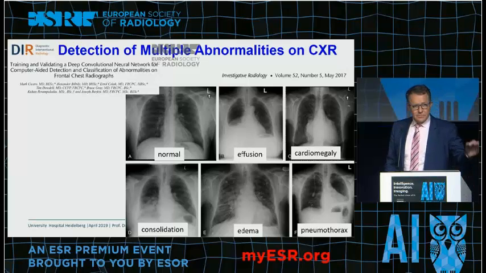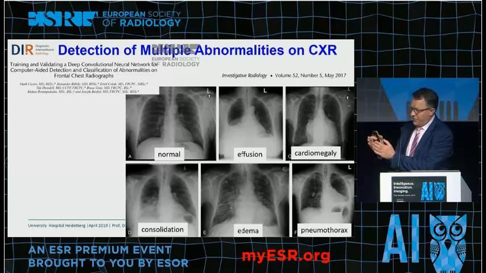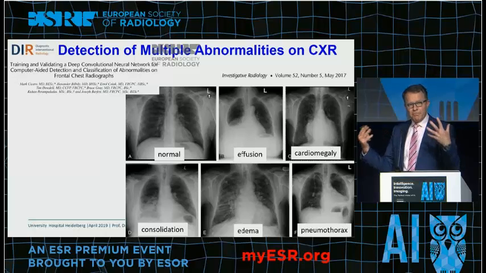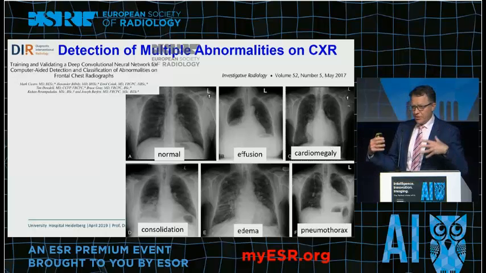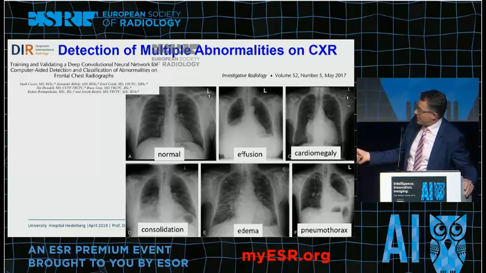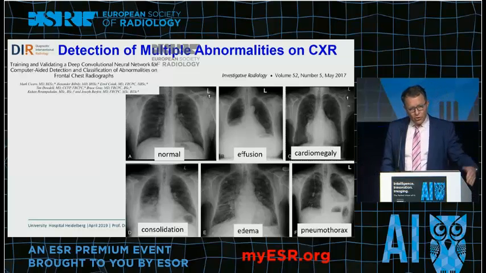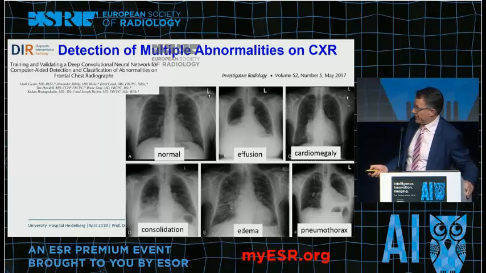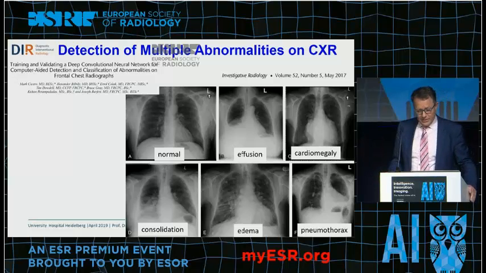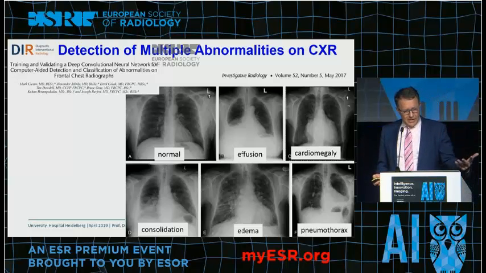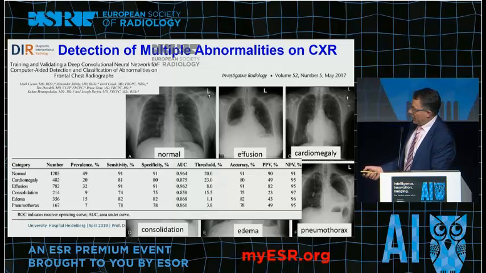But certainly addressing one issue like nodules, tuberculosis, pneumothorax is only a very minor approach. What we actually will need is a program that will prepare the reading of a chest X-ray in a comprehensive way. So to classify the chest X-ray as being normal, as having an effusion, a cardiomegaly, consolidations, edema, or pneumothorax. And there are first tools out there who will actually analyze multiple abnormalities. And then you can see here these are all the different findings, and these are the specificities.